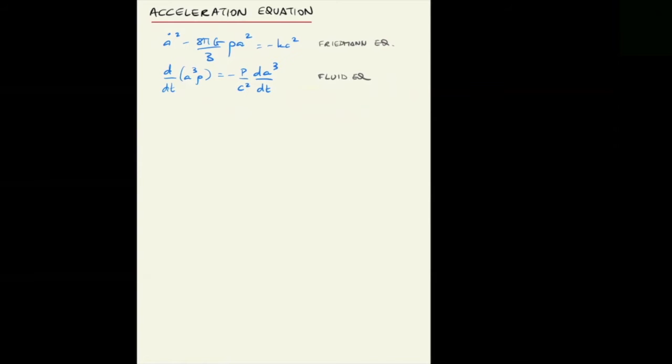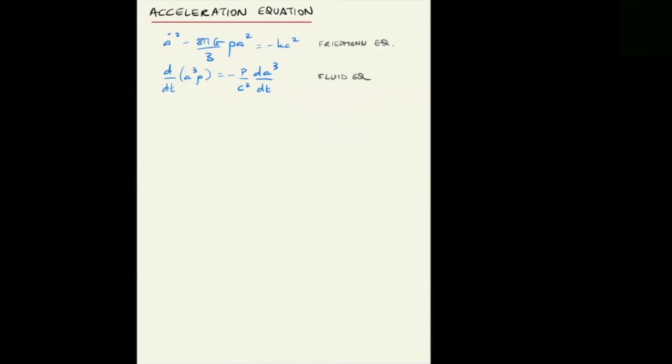Let's consider now the two equations that we know for the evolution of the universe, the Friedman equation and the fluid equation. You see that the second term in the Friedman equation is proportional to the density times the square of the scale factor, whereas what is on the left-hand side of the fluid equation is the time derivative of the cube of the scale factor times the density.